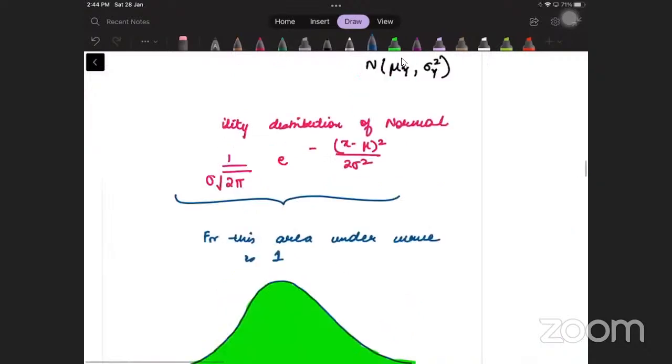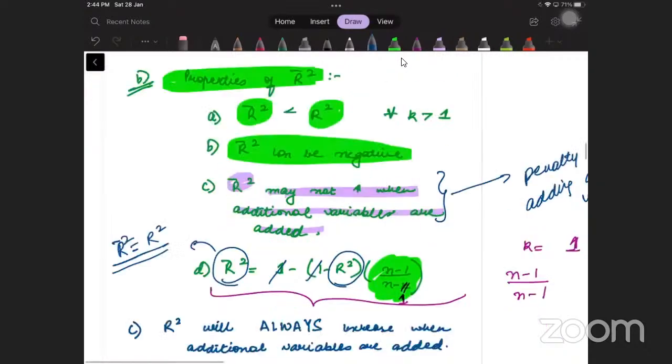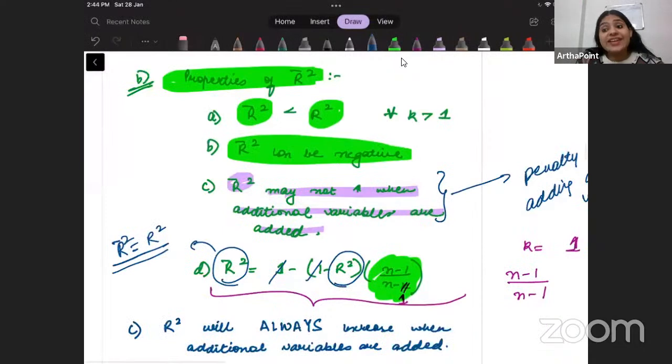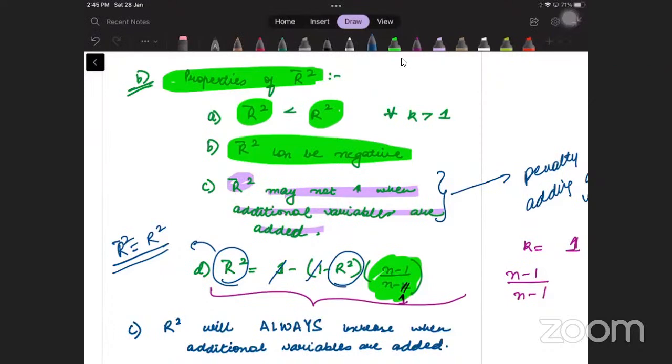So this is what is about r bar square. In case of r bar square, you have to note that it can be negative. It can decrease when you add an additional variable. It is less than r square. And this is the formula for r bar square. So you just remember this formula also, please.